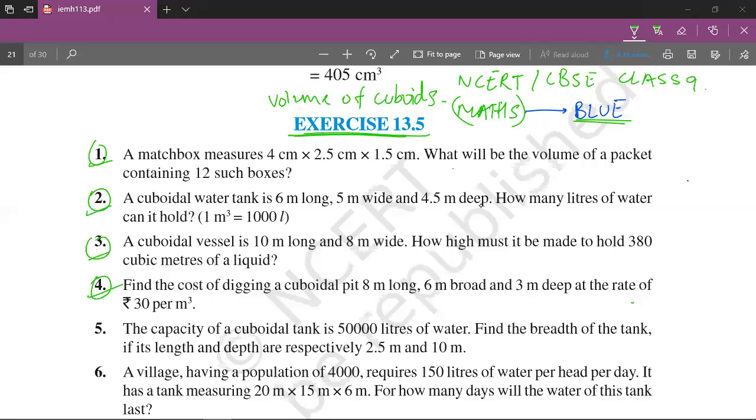Okay, so today we'll be solving exercise 13.5, and in this exercise we'll be studying volume of cuboids. We'll be doing question number 1, question number 2, question number 3, and question number 4.